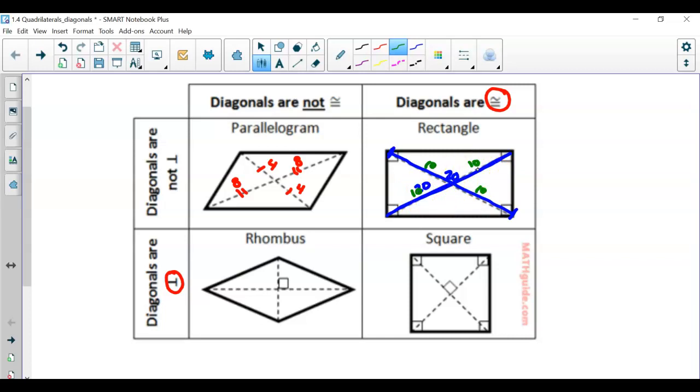Now the rhombus, here the diagonals are not congruent, but they are perpendicular to each other. So they're creating that 90 degree angle. They are not congruent to each other, but they do create that 90 degree angle. And of course, remember, they still bisect each other. And then the square, the diagonals are congruent to each other and create that 90 degree angle. So these are the attributes that we're going to be focusing on and using here today. And if we need to, go back to this chart.